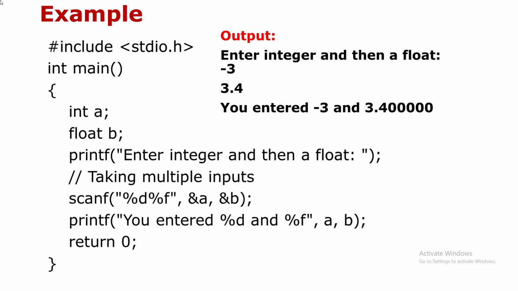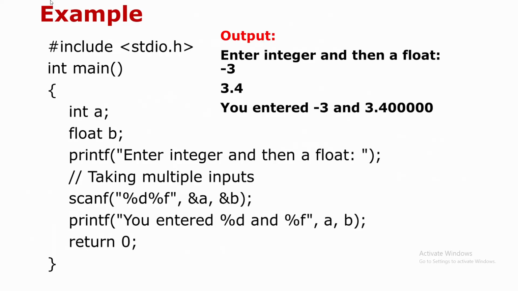printf("Enter integer and then a float"); this message is displayed to the user. It tells the user what input is expected. Then scanf("%d %f", &a, &b); this is the most important line here. %d means read an integer. %f means read a floating point number. &a stores the integer. &b stores the floating point number. Notice that both inputs are read using a single scanf statement.